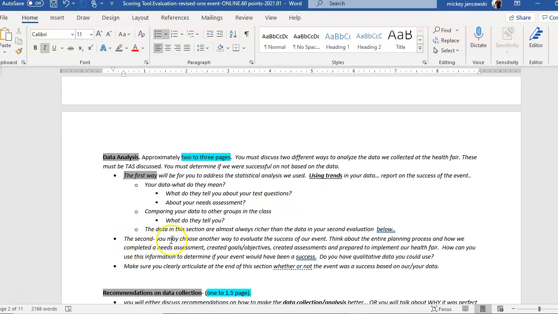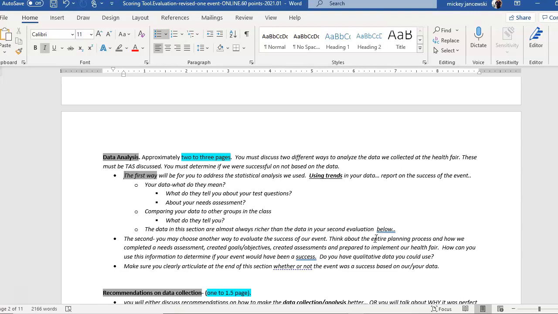Then you're going to choose a second way. And when you're choosing a second way, if you're not sure how to evaluate an event without using statistical analysis, then I just recommend you do some reading on how to evaluate programs. There are very simple things you can do. We're doing a complex one. I want you to come up with a more simplified one.